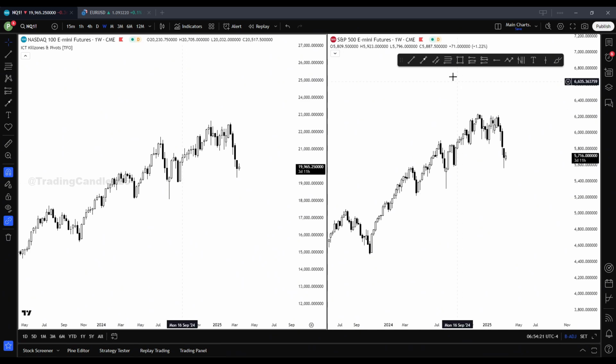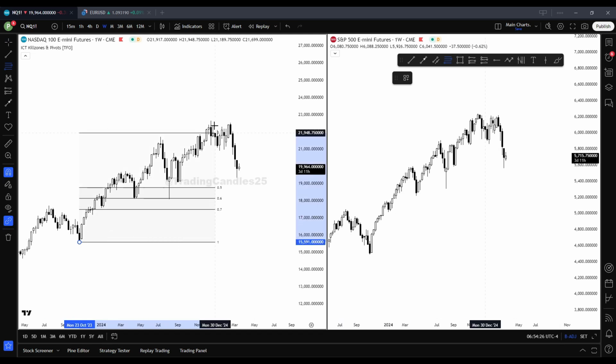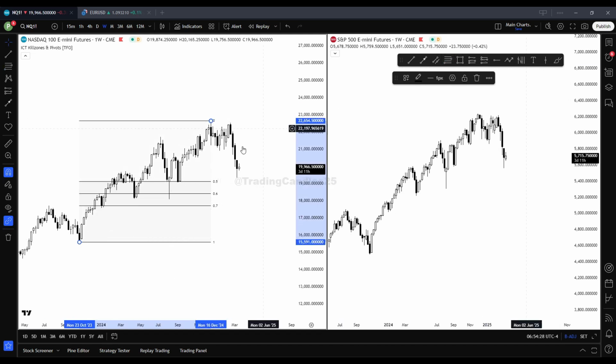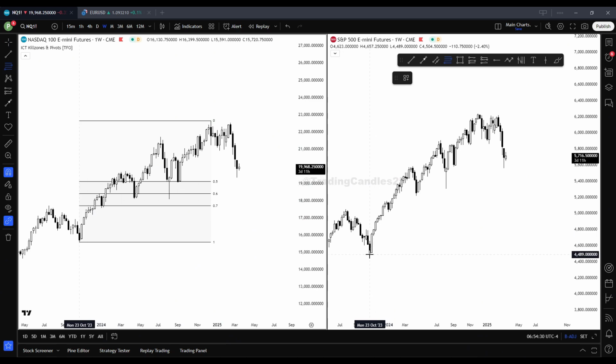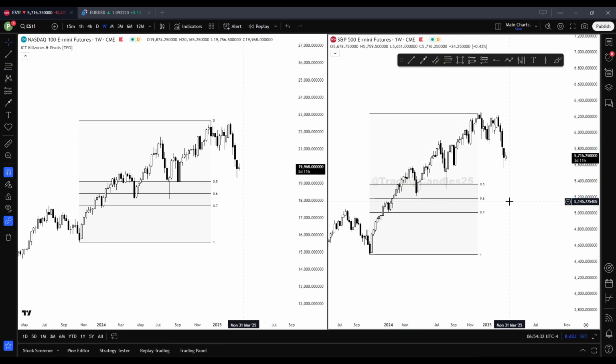Now, the next thing is that we've got this micro dealing range on NQ and this macro dealing range on ES. And if we break down these micro dealing ranges both on NQ and ES, we get an even clearer picture.